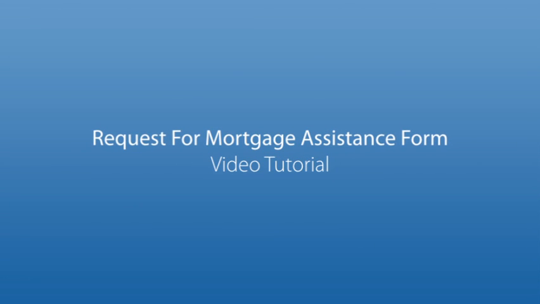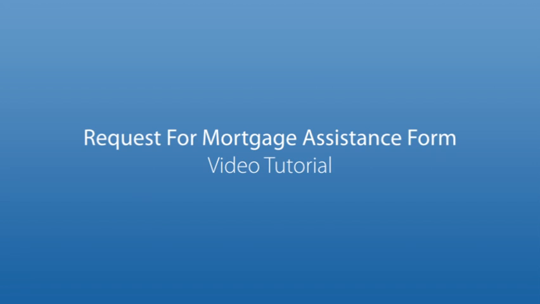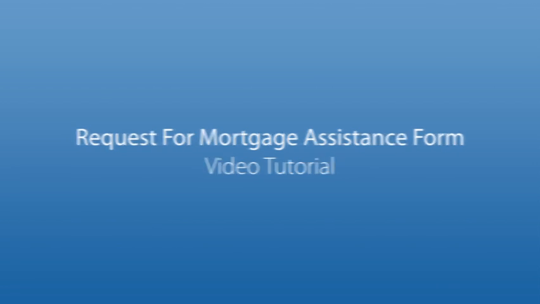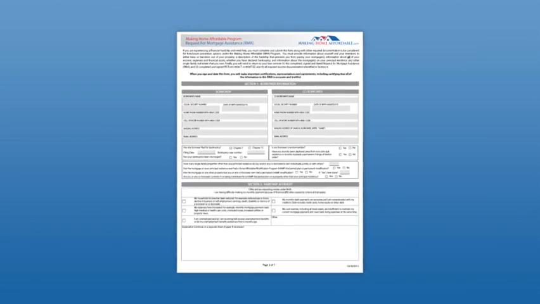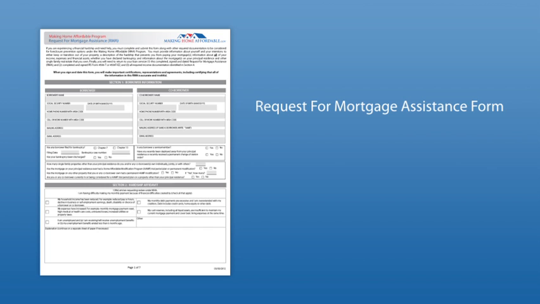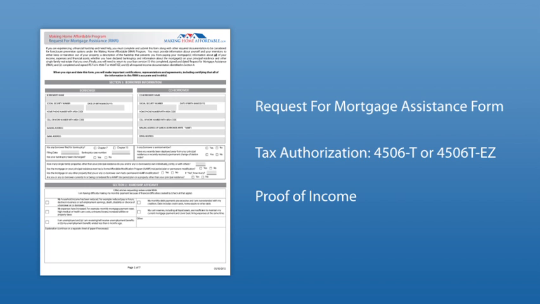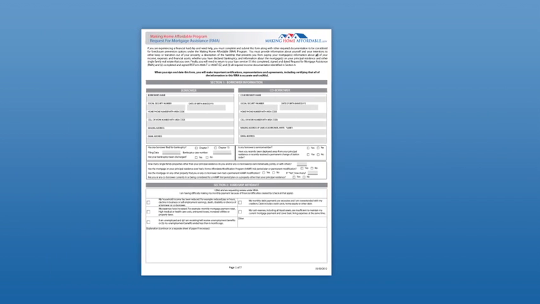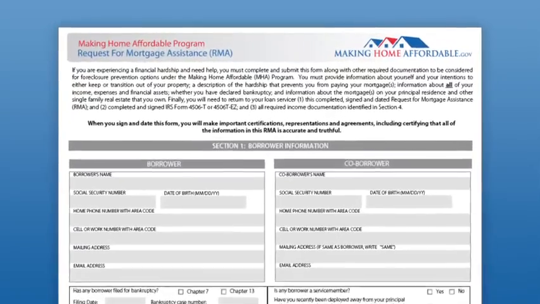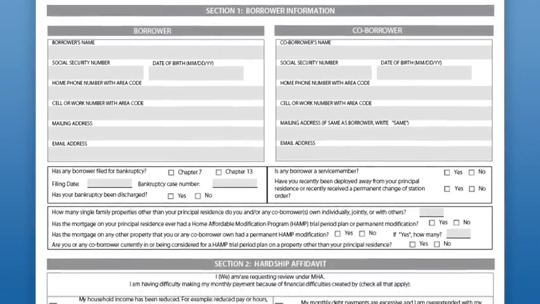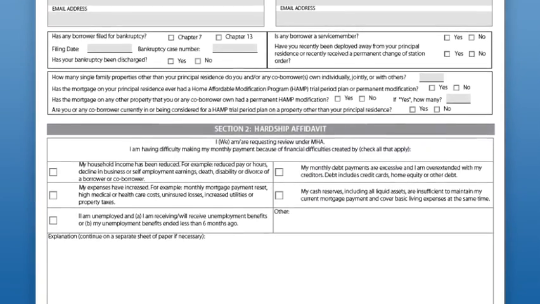Almost all programs offered through Making Home Affordable require the completion of the Request for Mortgage Assistance form. Together with the 4506T or 4506T Easy and Proof of Income, they are the starting point for the application process. This step-by-step tutorial will make the process of completing the Request for Mortgage Assistance form, or RMA form, clearer.